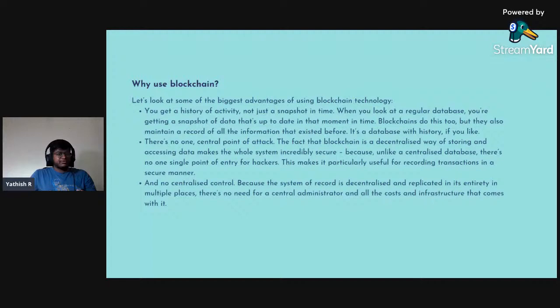So first, you get the history of activity, not just the snapshot of time. When we say you get history of activity, I don't just mean the history of whatever has happened in the last 1 hour, 2 or 3 hours, or last 10 days, 15 days or 20 days. Like how our banks say that you can download only the transactions up to the last 30 days, 40 days. If not, you have to go to the bank to get the entire transaction history, right? This does not happen here.